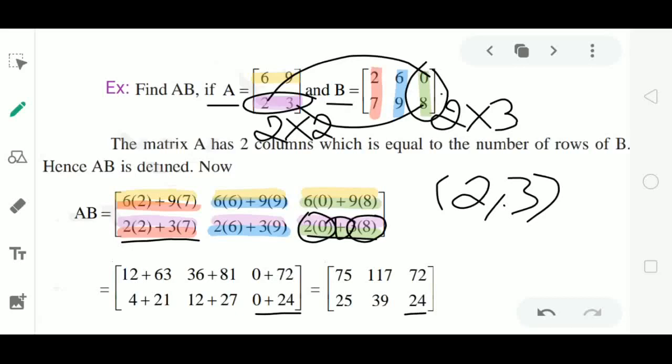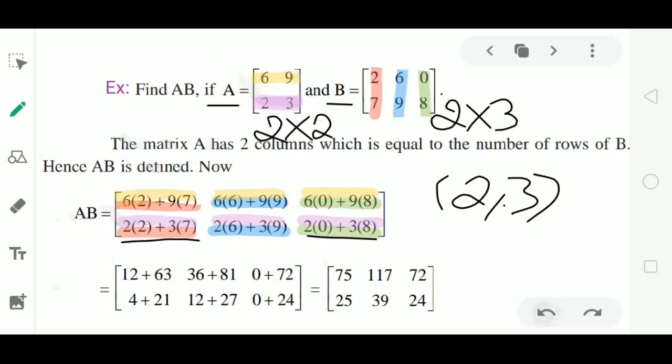In this way, we find elements of AB. So this matrix is the product of matrices A and B, and we denote this matrix as AB. Okay, now suppose if we have to find matrix BA, that is product of matrices B and A, B into A.